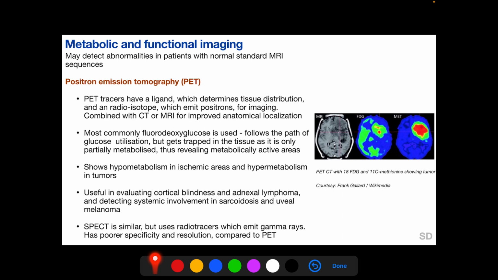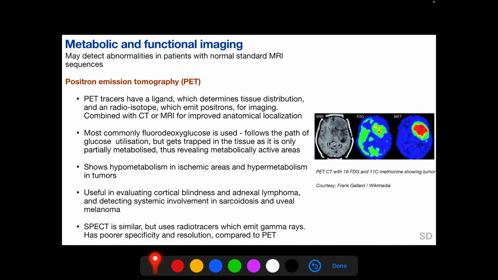Metabolic and functional imaging may detect abnormalities in patients with normal reports on standard MRI sequences. First, we have the positron emission tomography or PET. It uses tracers which have a ligand and a radioisotope. The ligand determines tissue distribution and the radioisotope is used for imaging, combined with CT or MRI for improved anatomical localization of the radioisotopes.